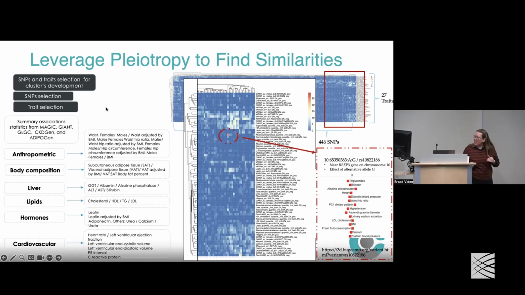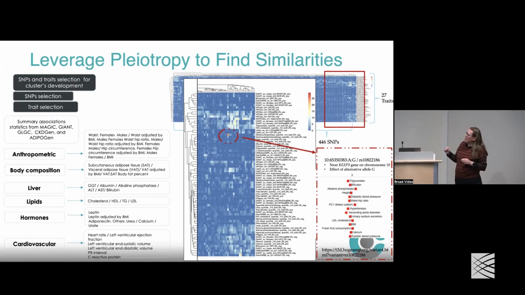What I'm highlighting here is a particular variant which has an association with triglycerides level and a bunch of other traits, but in an unexpected pattern. So most all the other SNPs, if they're associated with triglycerides, might have been associated with increased triglycerides, but this particular SNP is associated with decreased triglycerides.